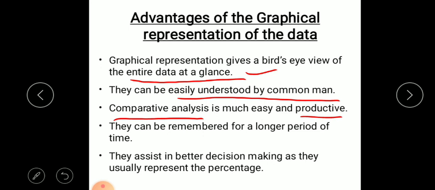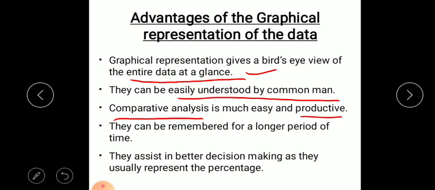One more advantage of graphical representation of data is that it can be remembered for a longer period of time. As we all know, graphs, pictures, graphics are easily remembered, and they are remembered for a very long period of time when compared to just text, words, numbers. So it is stored in the mind of the receiver for a longer time because of the graphics.